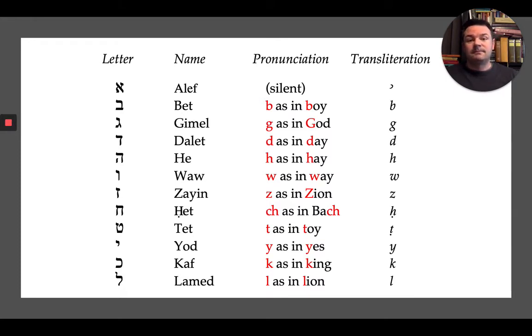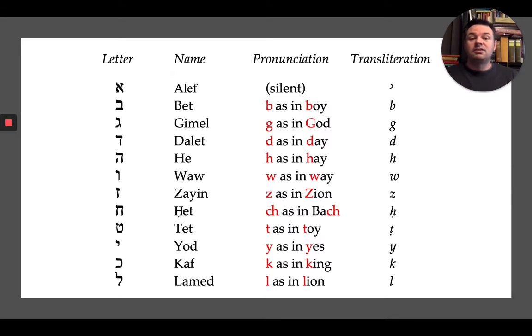Yod. Y sound. One of the ways maybe you can remember the yod is it's very small, like Yoda. Yoda is very small. It's the smallest letter of the Hebrew alphabet. Any sort of memory device that you can use to remember things like that is super helpful.